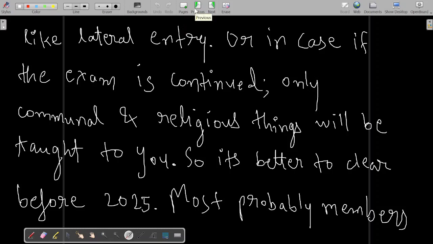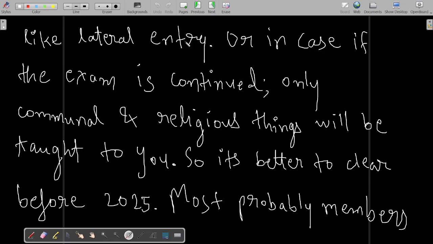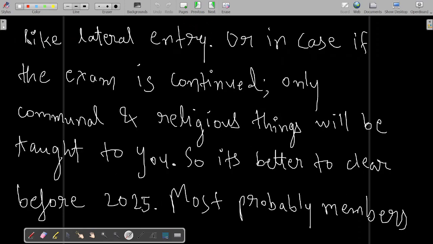Up to now, lateral entry was limited to the top level, but now from 2025-26 onwards, there will be pure political postings, just like lateral entry. Now, lateral entry is for top cabinet secretary type of posts. For those, lateral entry exists right now. But after 2025, even for lower level postings, initial postings, there will be political postings. There will be no civil services exam. There will be political postings, just like lateral entry, or the other way might also be there.